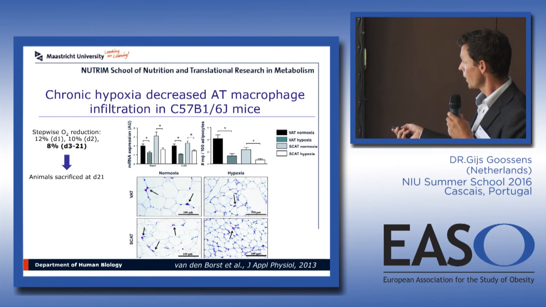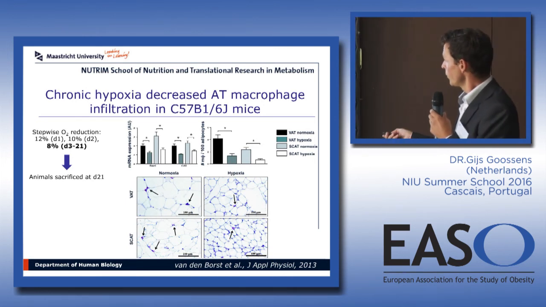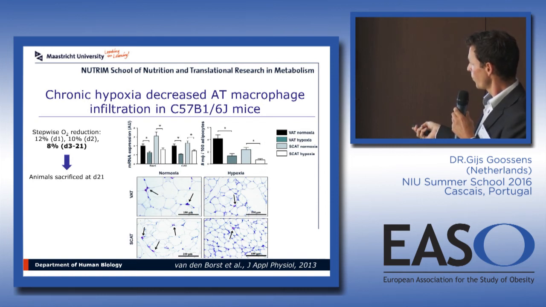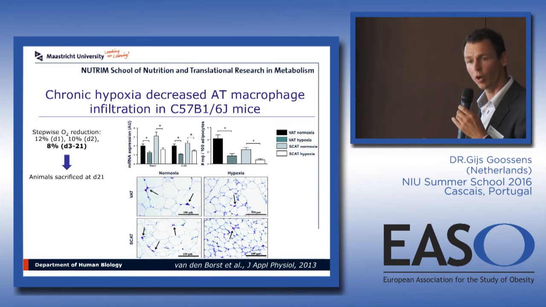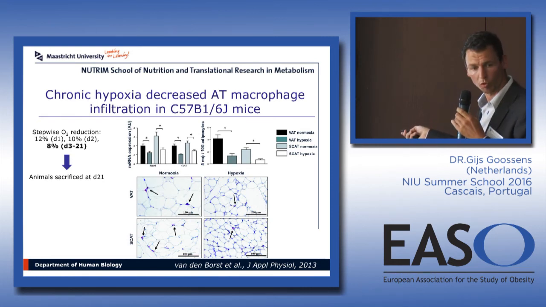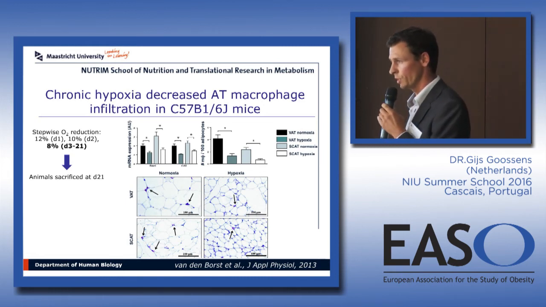Black 6 mice were exposed to hypoxia for 21 days. I won't show you all data for time reasons, but the main interesting finding was that hypoxia exposure significantly reduced gene expression of several macrophage infiltration markers, both in visceral and subcutaneous adipose tissue. We also performed stainings for macrophages and quantified the number of macrophages present in the tissue. In line with gene expression data, hypoxia exposure reduced the number of macrophages present in the adipose tissue, both in visceral and subcutaneous adipose tissue.